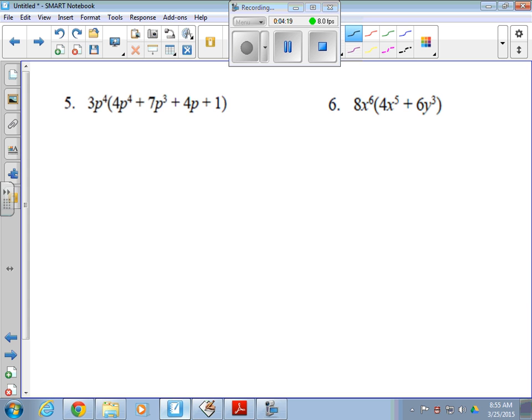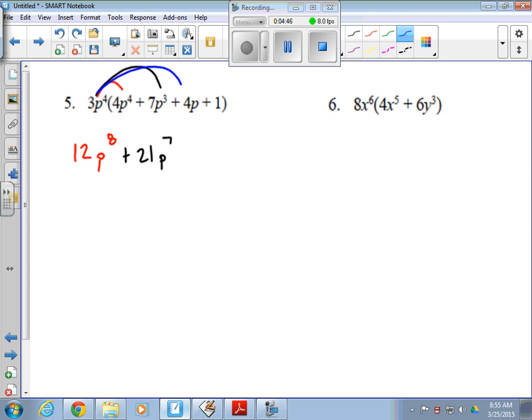Number 5, we are still doing the product. Multiply 3p to the fourth times 4p to the fourth. 3 times 4 is 12. P to the fourth times p to the fourth is p to the eighth power, 4 plus 4. 3p to the fourth times 7p to the third. 3 times 7 is positive 21. P to the fourth times p to the third. Add them up. 4 and 3 is p to the seventh.